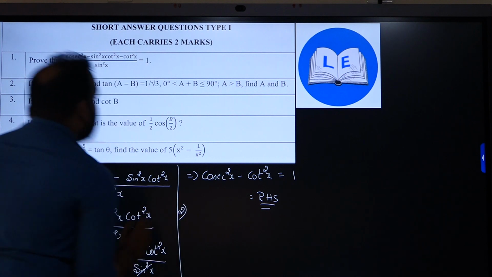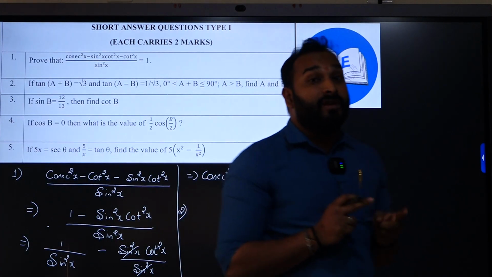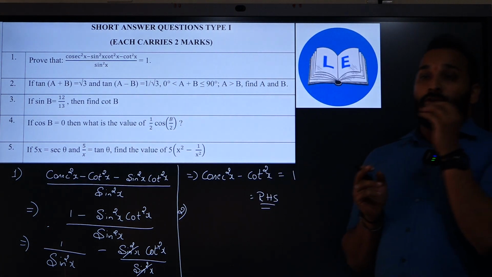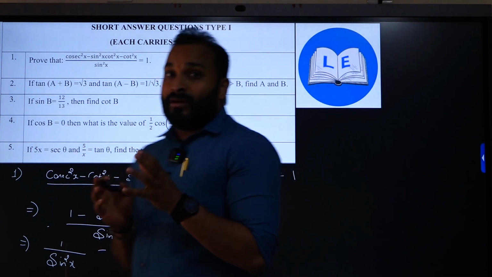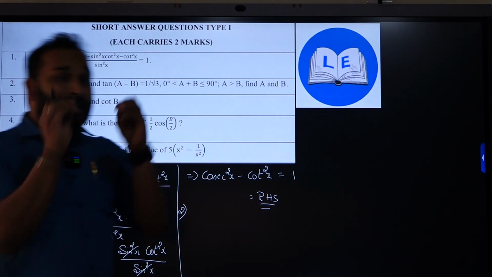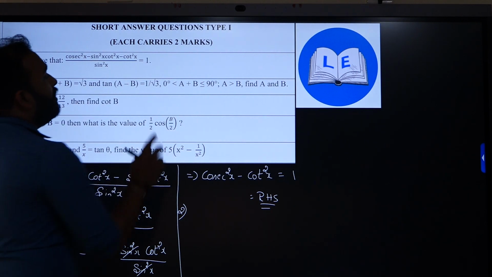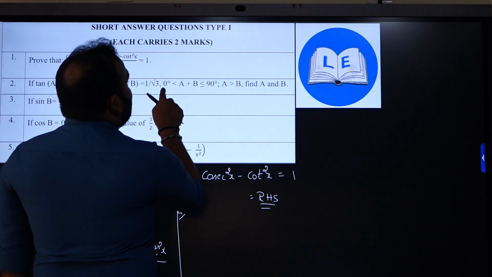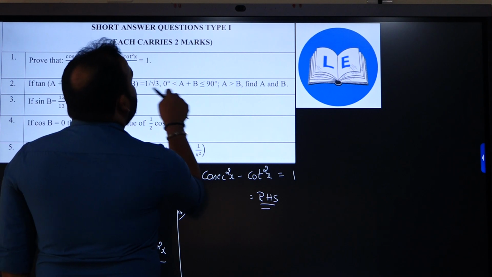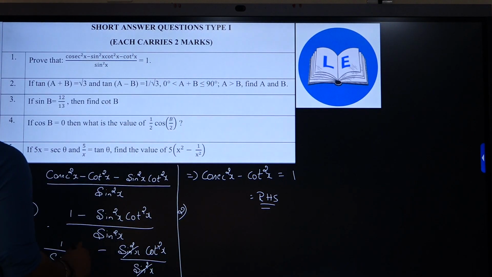Let's go to the next question, the second question over here. Another simple and easy question, related to your trigonometric ratios, especially the values. You need to know the values here, the trigonometric table, where you know sin 30, cos 30, tan 30, all those values. If you don't know them, it will be hard for you to solve these questions. Because the condition is also given. Look at the condition: A plus B is greater than 0 and less than or equal to 90 degrees, and A is greater than B. Remember that condition. That's very helpful for us to solve.